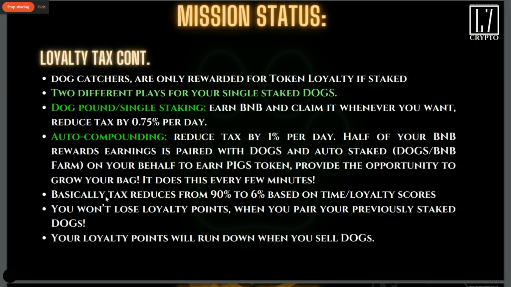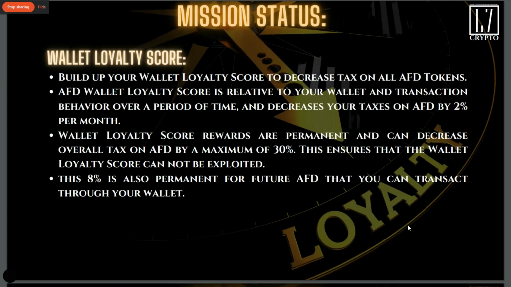So you're basically trying to reduce your taxes from 90% to 6% based on your time and the loyalty scores. You won't lose any loyalty points when you pair your previously staked dogs. Your loyalty points will run down when you decide to sell your dogs. The wallet loyalty score: build up your wallet loyalty score to decrease the taxes on all your dog tokens.